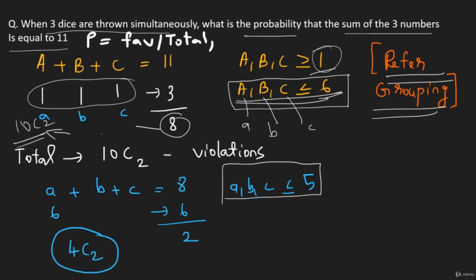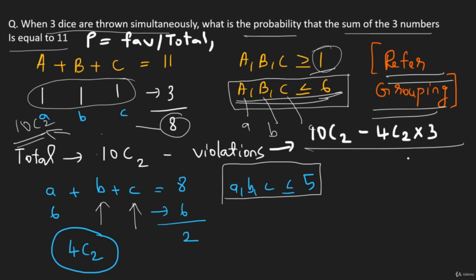right? Now, therefore, the violations are 4C2 into 3, right? Because the same 6 could have been given to B and to C. So the answer is 10C2 minus 4C2 into 3, which gives you the answer as 27. And that is your answer in terms of the ways in which this can be done. So the favorable ways is 27.